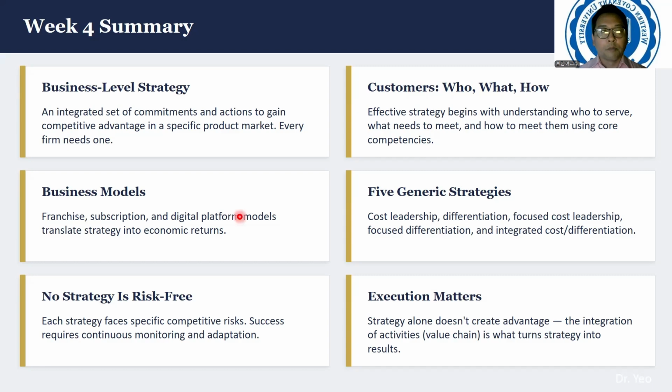And point three, business models: franchise, subscription, digital platform, and so on. They are the mechanism that turns a strategy into profit. The same strategy can work with different business models. And the five strategies offer different paths to competitive advantage. The right choice depends on your internal capabilities and the external environment, not on what sounds most impressive.